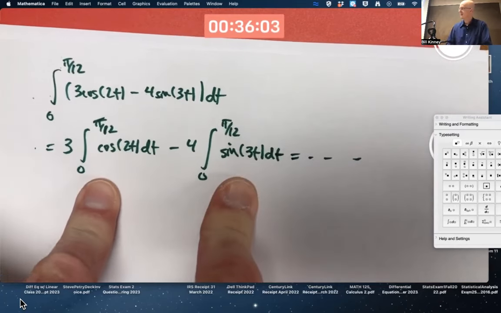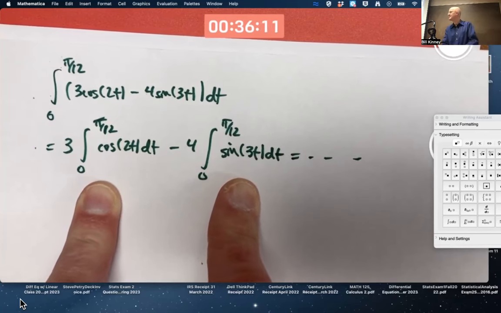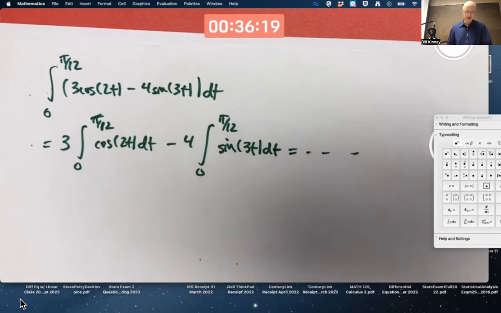I'd apply the fundamental theorem of calculus to each one of these integrals. Now, you might argue in this example that's more work than it's worth, but there are some examples where it might be beneficial to break it up into pieces. That's a special case of a more general property.